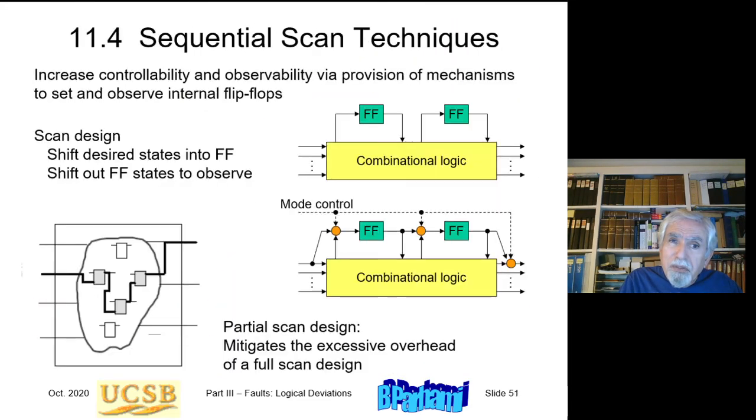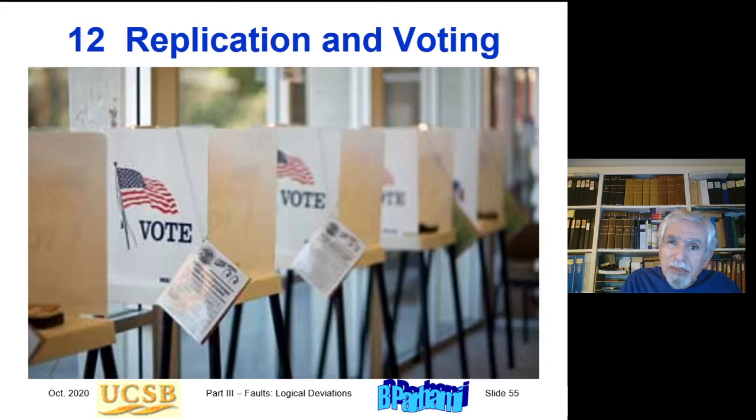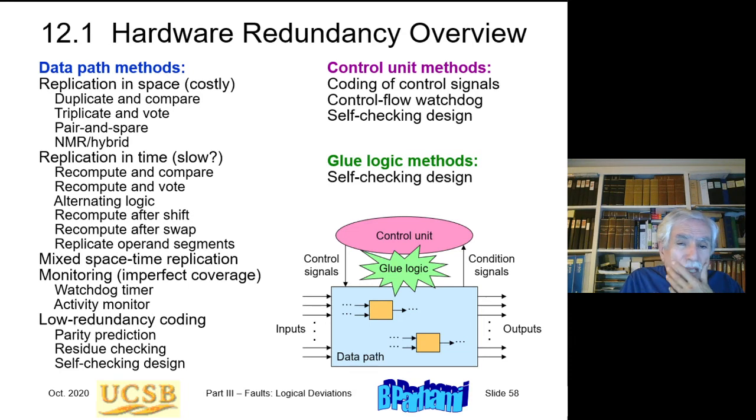Okay, let me now go to chapter 12 and get into some more detail about replication and voting. So this slide I'm not going to go through in detail. Basically it is sort of a list of all the different techniques. The main points I want to make from this slide is that a typical digital system has a data path. This is where inputs, numerical values or other types of inputs undergo transformations to generate output. A control unit controls the operation of the data path through control signals and observes the state of the data path through these condition signals to see what's going on there and make appropriate decisions according to what's going on. And then some glue logic that basically connects these 2 together.